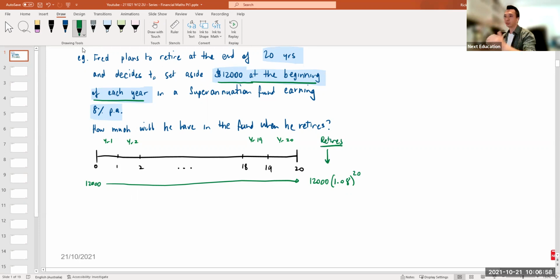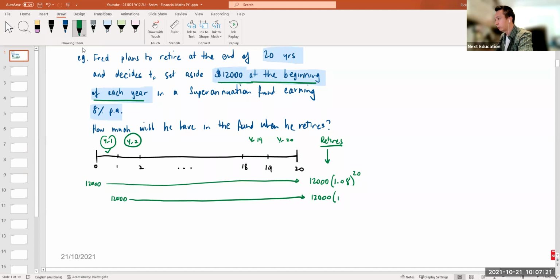Now, what we're going to do is say, okay, that's the first payment of $12,000 he makes at the beginning of year 1. So that's this year done. At the beginning of year 2, at that time period of 1, he puts in another $12,000. And that one also gets compound interest. Now, the key difference is that it gets 1 year less compounding, right? So instead of 20 years of compounding, this payment gets 1.08 to the power of 19. You can see the pattern then develops, right?